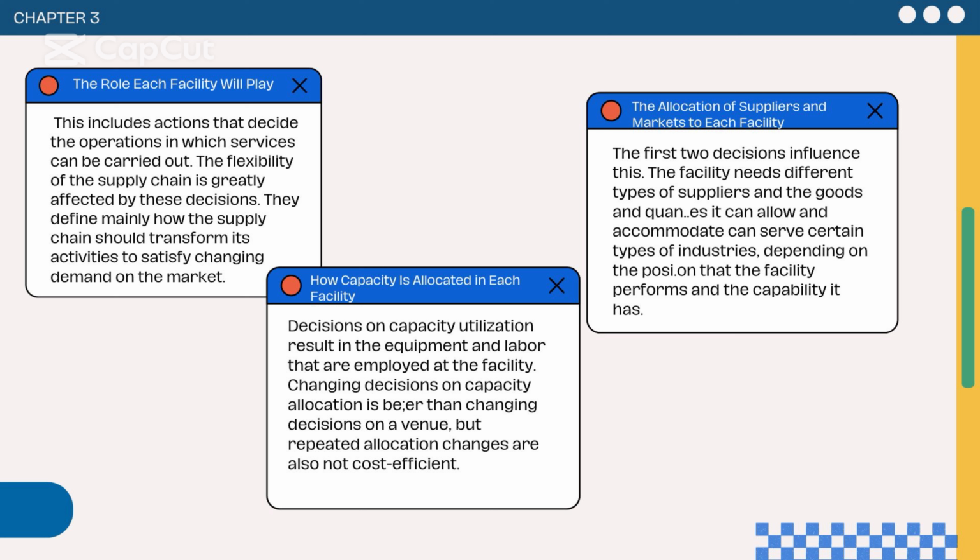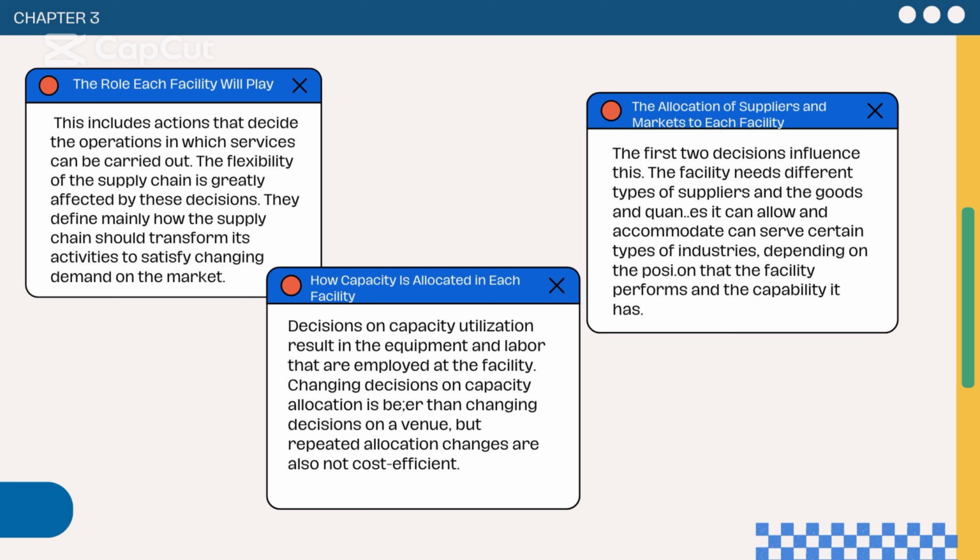So the second one is how capacity is allocated in each facility. Capacity allocation is about deciding how much equipment and labor to assign to each facility to meet demand efficiently. Adjusting capacity is easier than moving a facility, but doing it often can be expensive. Too little capacity means not enough products to meet demand, while too much capacity wastes resources and raises costs.